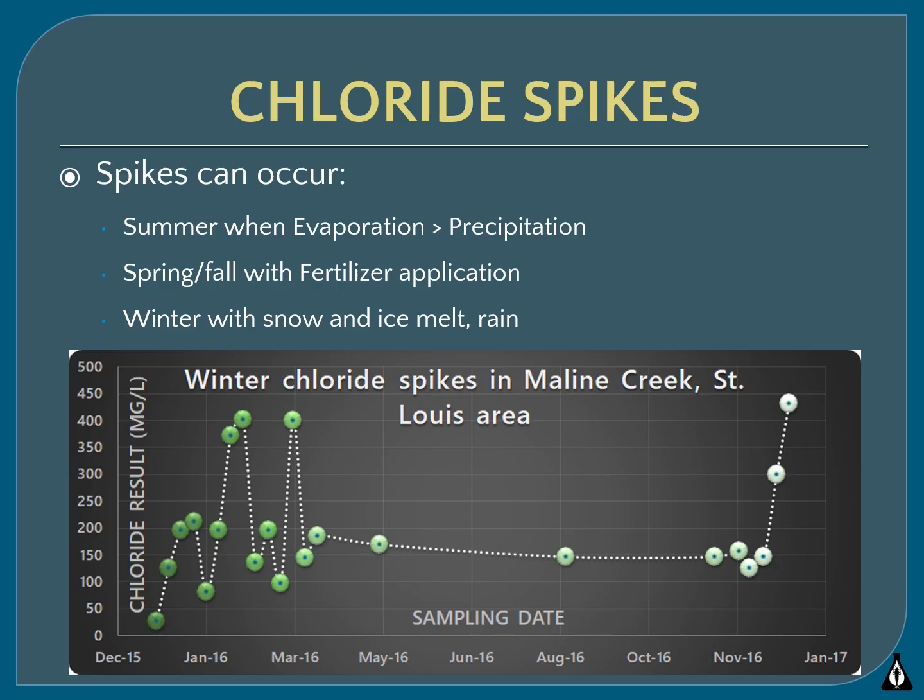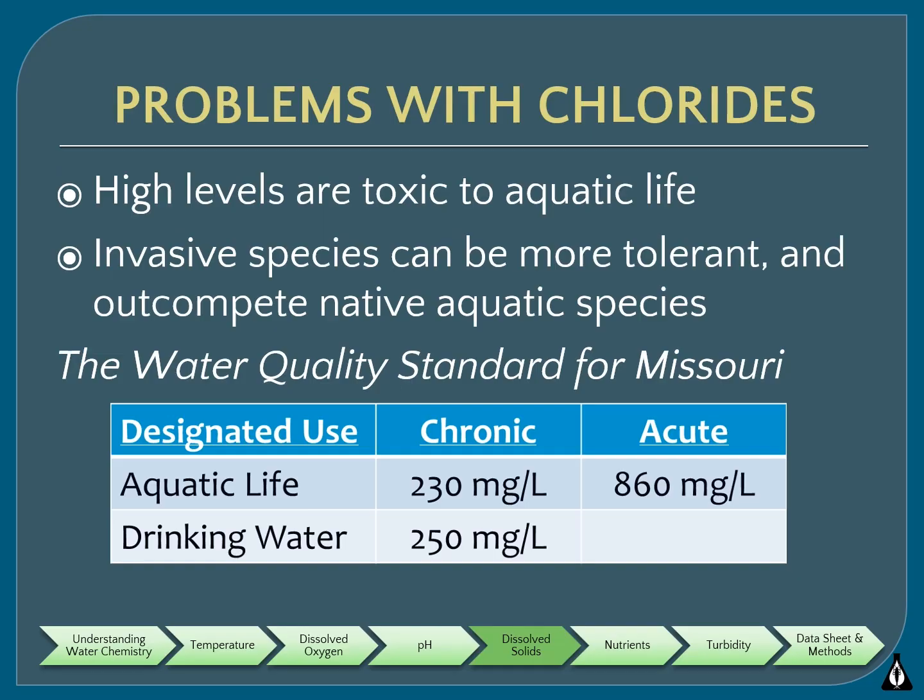High levels of chloride can become toxic to aquatic life because it interferes with the osmoregulation in these freshwater organisms. There are, though, some invasive species that are more tolerant and therefore can outcompete native aquatic species. In Missouri, we have water quality standards for chlorides that are acute and chronic. The chronic level is 230 milligrams per liter and the acute is 860. We also have a drinking water standard that's 250 milligrams per liter.